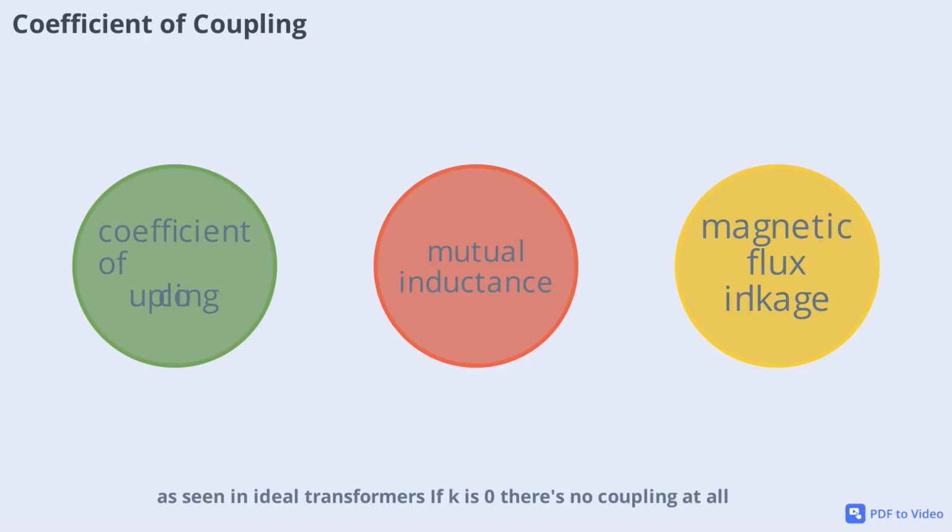In real-world applications, the coefficient of coupling helps engineers design efficient transformers and inductive devices by maximizing energy transfer and minimizing losses. The formula for the coefficient of coupling is K = M / sqrt(L1 L2), where M is the mutual inductance and L1, L2 are the self-inductances of the coils. Understanding this concept is key for advanced circuit design.